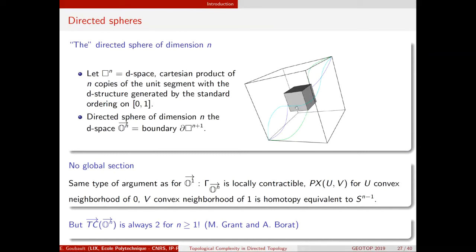And now I'm saying I want to study the directed structure on the faces of this hypercube, on the boundary of this hypercube, which I call the directed sphere of dimension n. Okay, and actually the surprising result is that the directed topological complexity of On, this directed sphere of dimension n, is always 2. I had for O1, I knew it was 2. I could show you a partition into 2 parts, but it's actually true for all n's. You don't have to distinguish between odd or even cases, whatever. That's been proven by Grant and Borat.